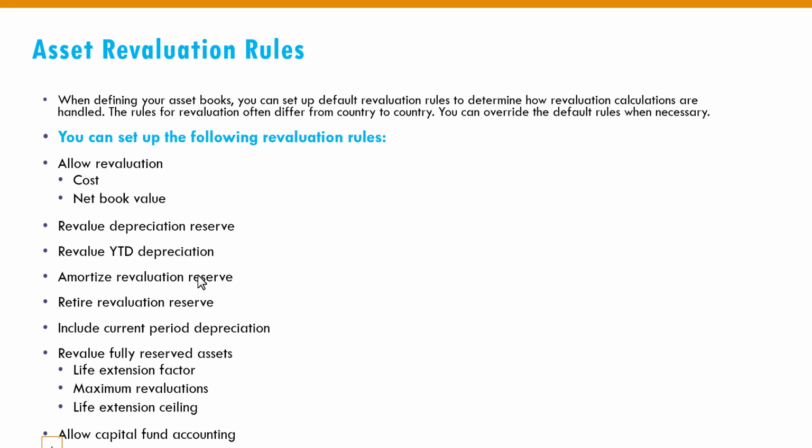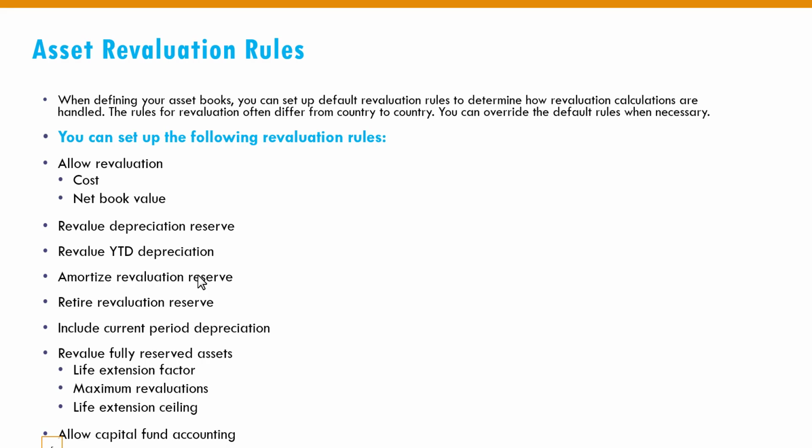When deciding whether to amortize the revaluation reserve, if you select yes, the effect on revaluation is that Assets amortizes the revaluation reserve balance over the remaining life of the asset. Assets also calculates the periodic amortization amount when it calculates the depreciation, for example, for the period, as the expense for the period. If you select no, the revaluation reserve balance remains unchanged.